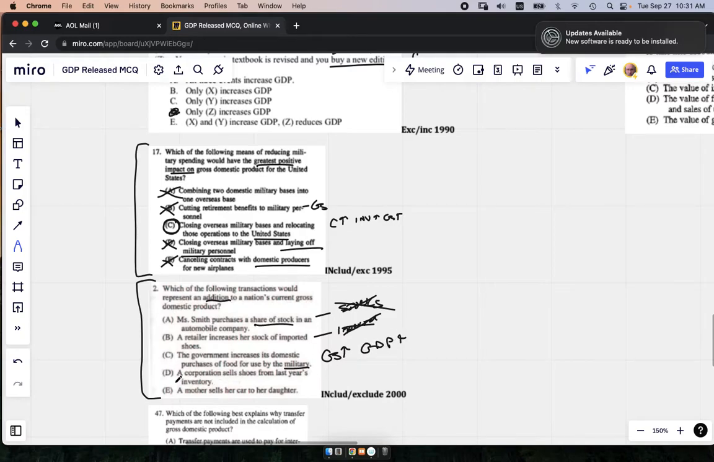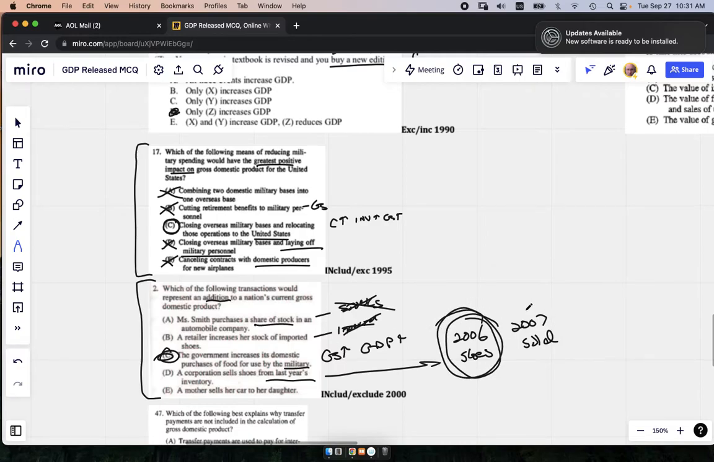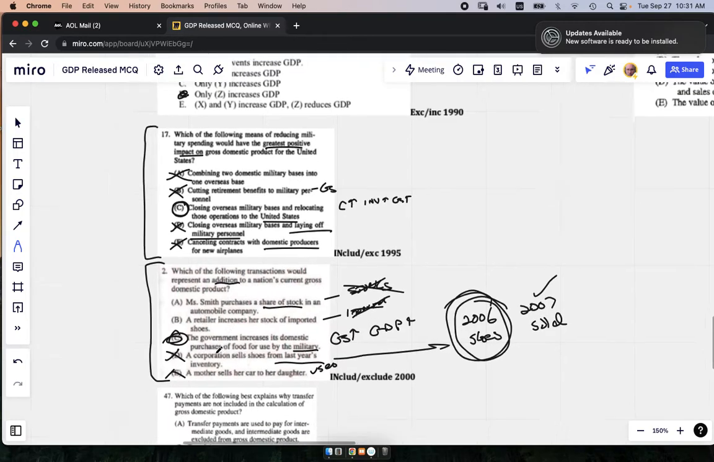Easy enough. D, a corporation sells shoes from last year's inventory. Now, there's that sort of investment inventory thing. Again, say shoes are produced in 2006 but not sold until 2007. You have to know which year GDP gets counted. A corporation sells shoes from last year's inventory. They were counted last year in 2006. The year they're sold, they're never counted. Tricky. A mother sells her cars, used goods. So not counted. Nicely done.